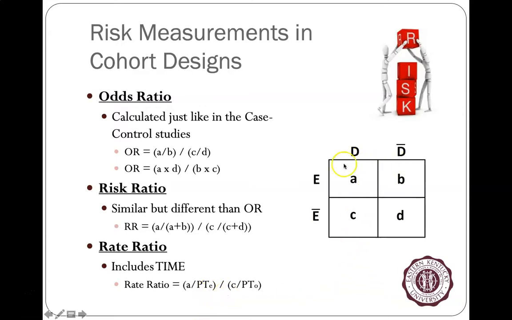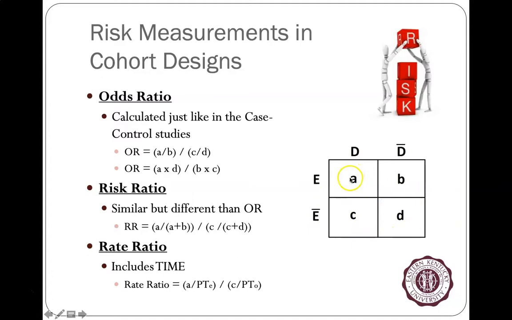So using our 2x2 table, where we have box A, box B, box C, box D, we already know that the odds ratio can be calculated using A times D over B times C. The crude odds ratio is very easy to calculate. A risk ratio is different. It's the probability of disease among the exposed over the probability of disease among the unexposed. So it is A over A plus B, divided by C over C plus D.